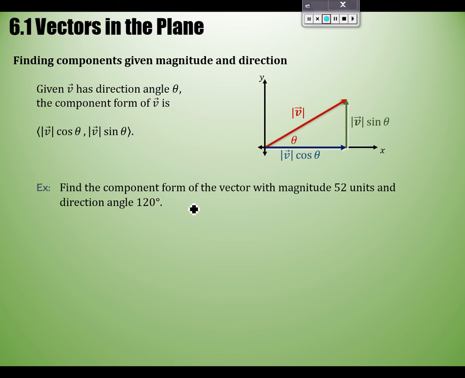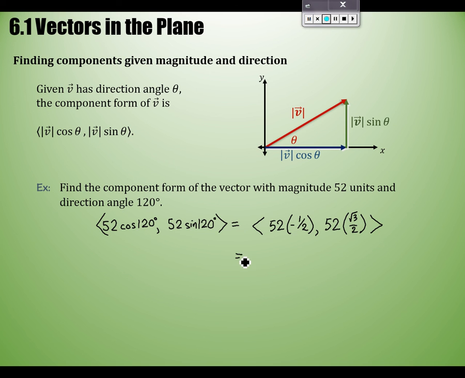Okay, so what is it? 52 cosine 120, comma 52 sine 120, right? We all know the cosine and sine of 120, so I think we'll be good. What is the cosine of that? How about negative 1/2? And what's the sine of 120? Positive root 3 over 2, I hear you all say. Good job. Okay, so what is that? Negative 26, comma 26 root 3 would be a good way to write this vector. There it is in component form. Good job.